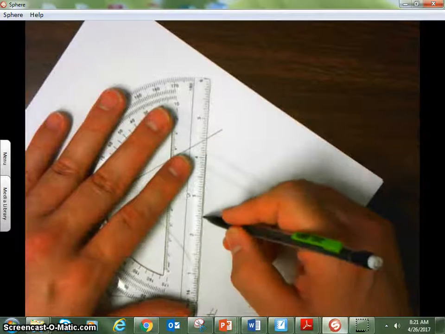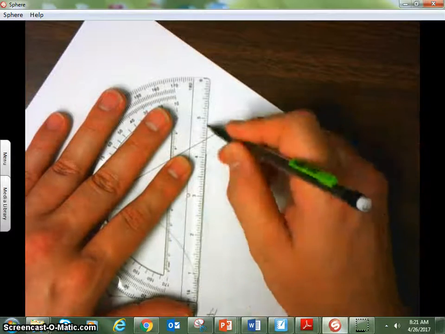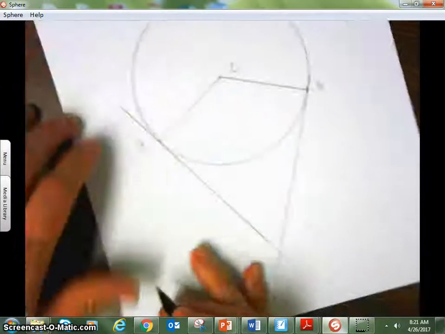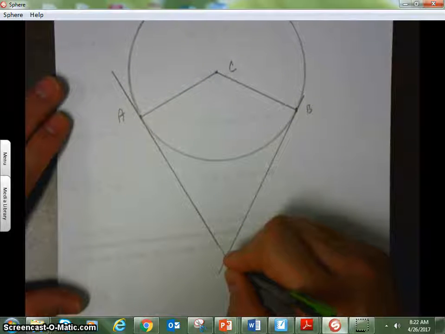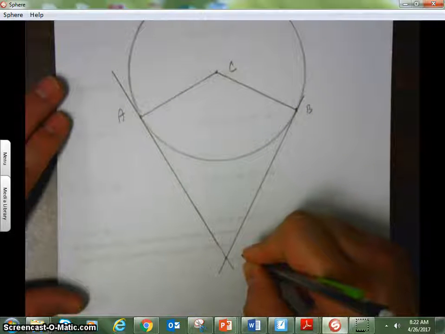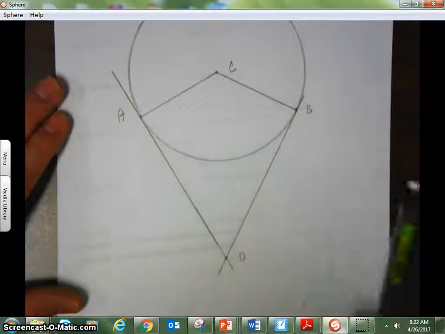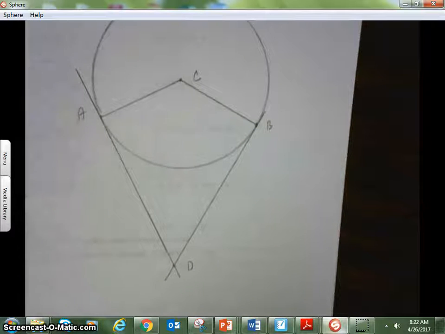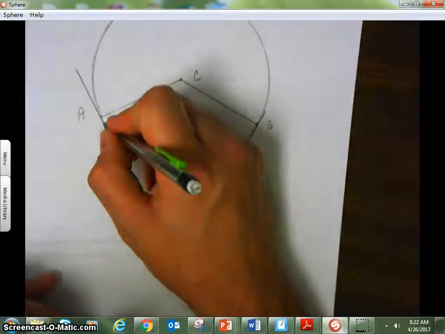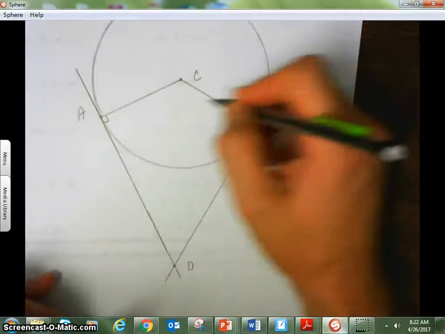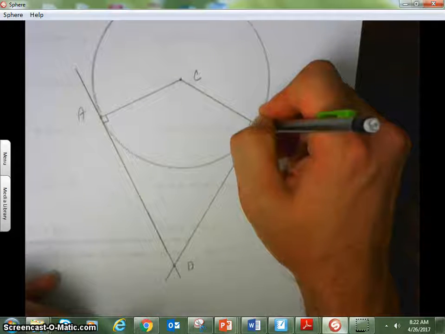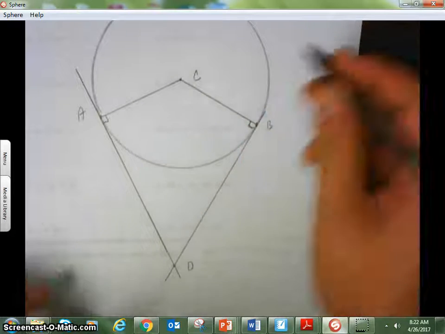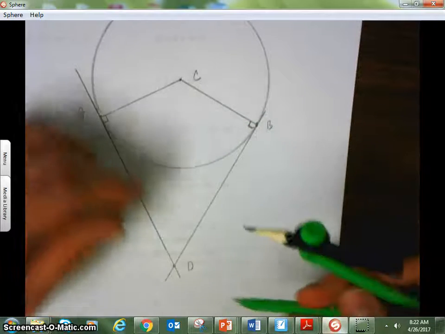Okay, and they don't quite go far enough because we need a common external point, so there we go. So now I have a common external point, and I'm going to go ahead and call that point D. Now, both segment AD and BD are tangent to the circle because we constructed them to be perpendicular to the radius, and they intersect the circle at one point.